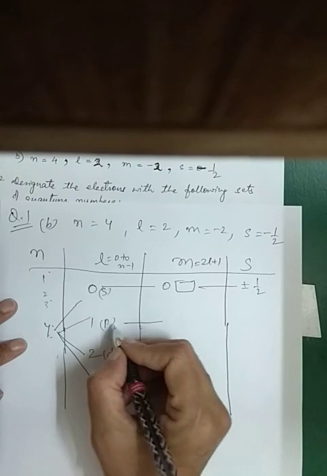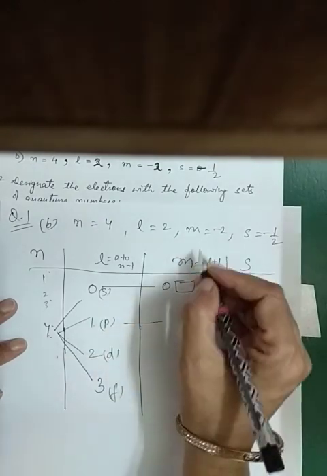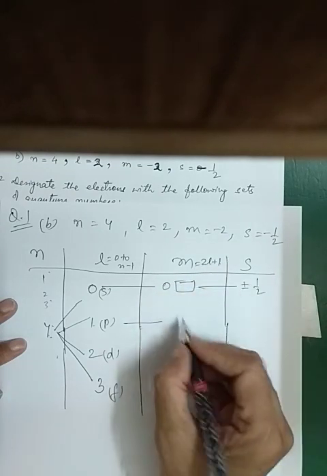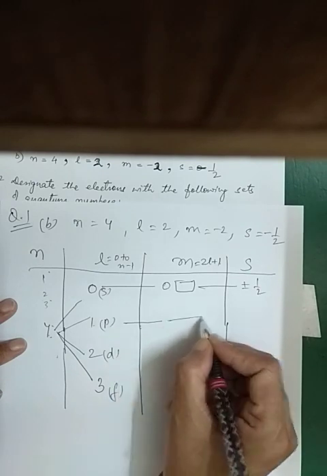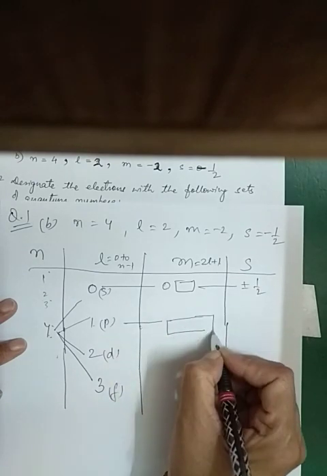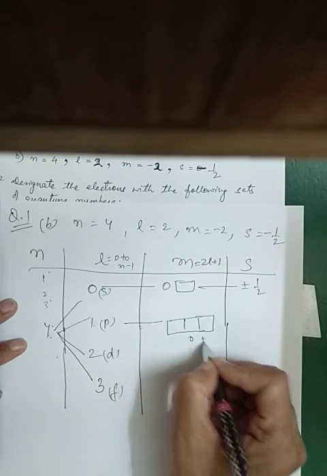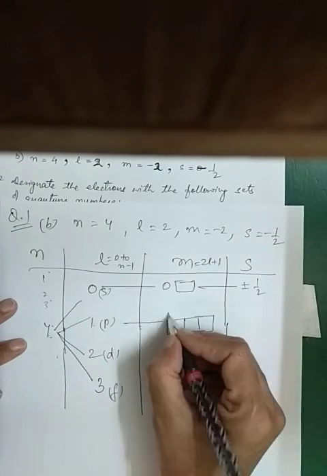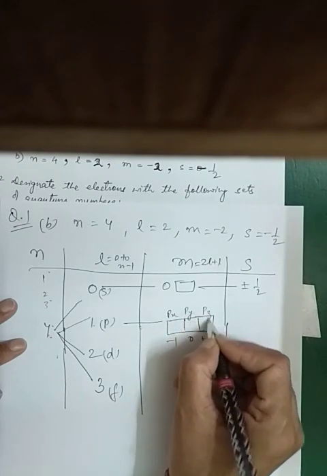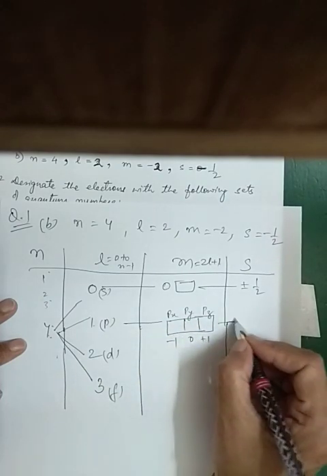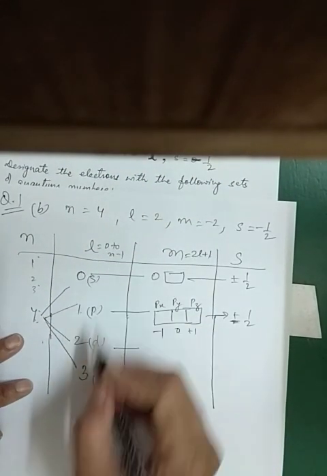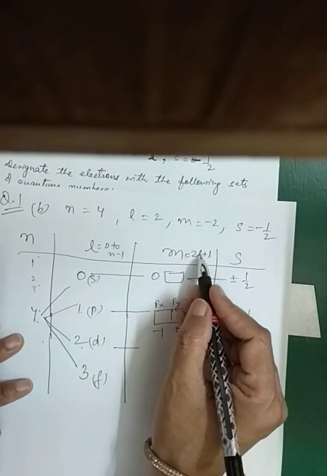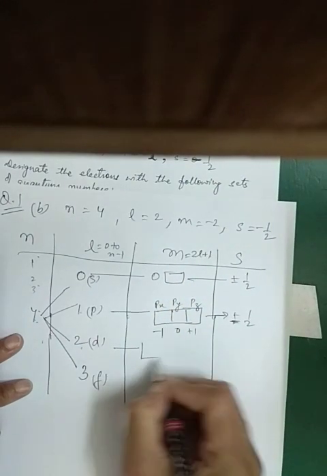Now this one, value of L is 1. That means 2 into 1 plus 1 means 3. So it will have 3 values. What are those 3 values? 0, plus 1, minus 1. So Px, Py, Pz you can say. And each one of these is plus or minus half. For d orbital, when I say value of L is 2, so value of m will be 2 into 2 plus 1 is 5. So it will be 5 orbitals.